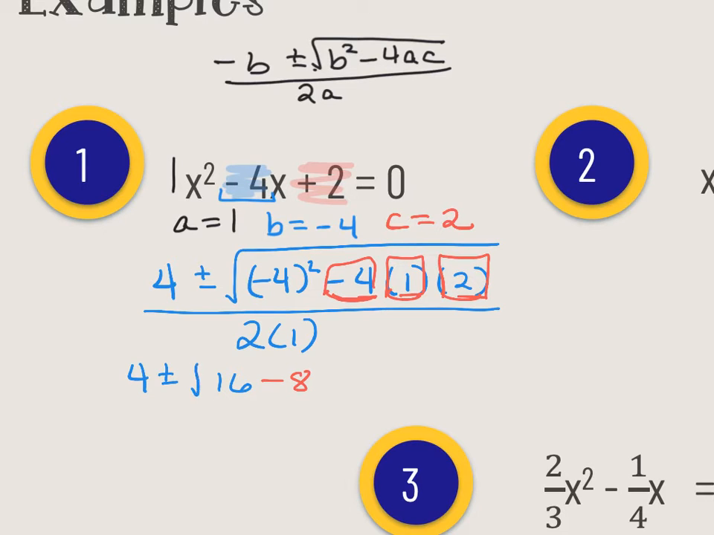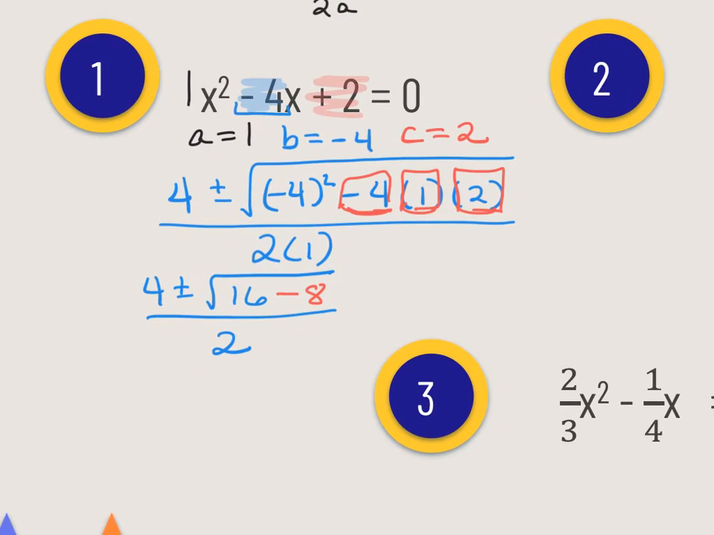Under the square root, divided by 2 times a, which is 2 times 1. I now need to subtract what's under the square root. So 16 minus 8 is 8.